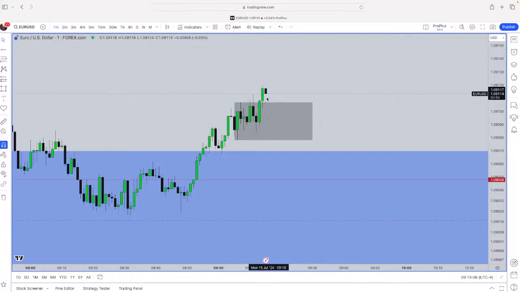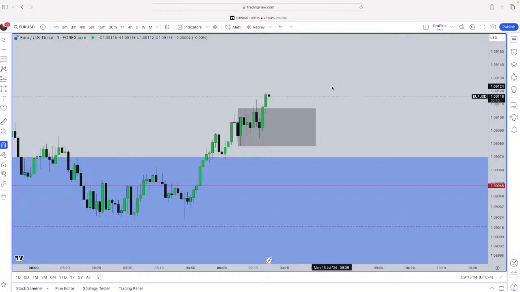Low, high, low, high, high, but it's really choppy. Low, high, low, high, high, breaker, fair value gap. But very choppy. I don't like the look of that. I mean, it can still work out, but nothing for me to want to put money into that.